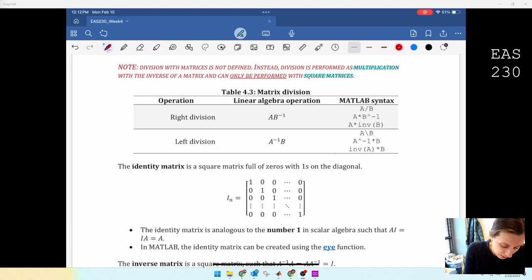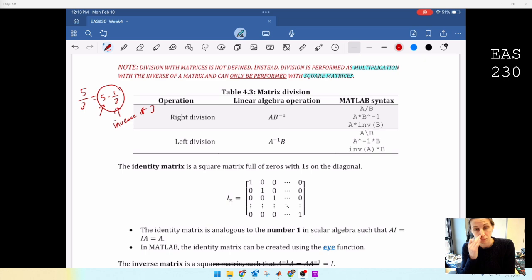It's kind of like saying 5 divided by 3. I want to divide two values. It's the same thing as saying 5 times 1/3. This is what we're going to do when it comes to matrices. It's the scalar 5 divided by the inverse of 3. That's what we're doing with matrices.